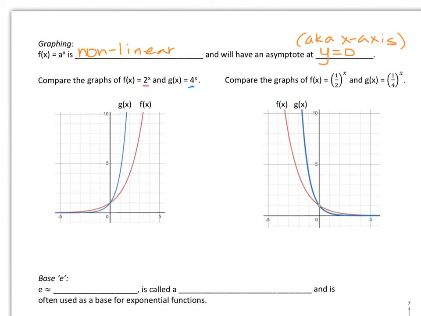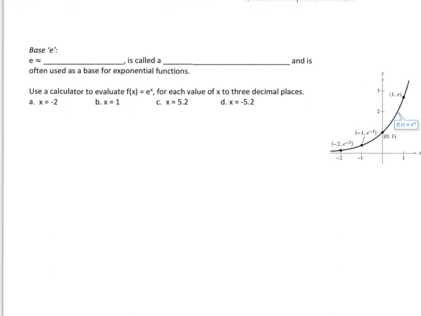Over on the right-hand side, if the bases are fractions, it gets smaller faster. So the smaller the fraction, the smaller the graph becomes. These are both examples of exponential functions when the base is an integer or the base is a fraction.